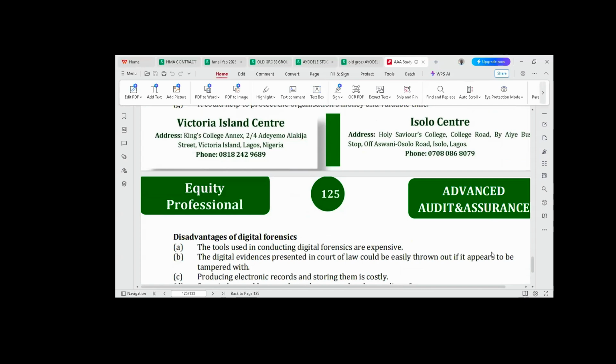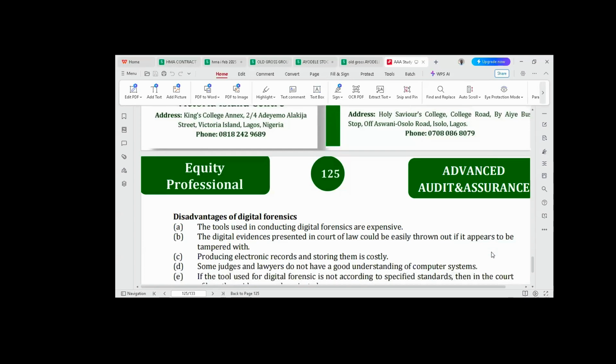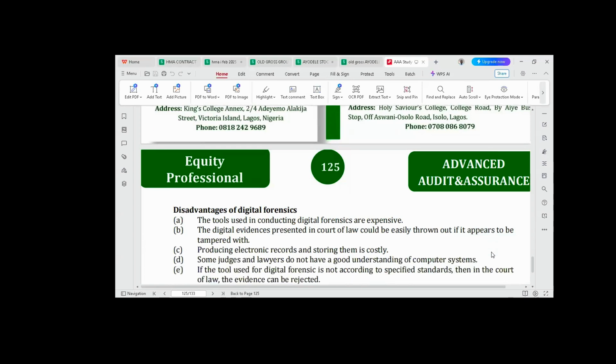Digital evidence presented in a court of law could be easily thrown out if it appears to have been tampered with. That is the essence of the protection of the information, which I call the chain of custody. All right. The next one is that producing electronic records and storing them is costly.